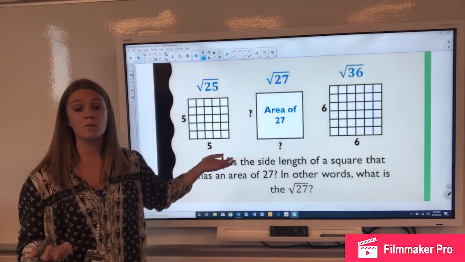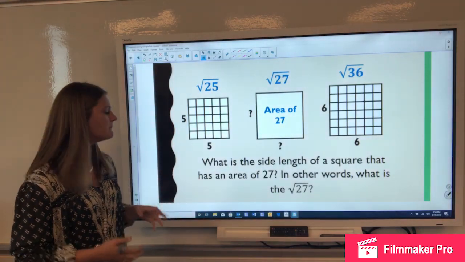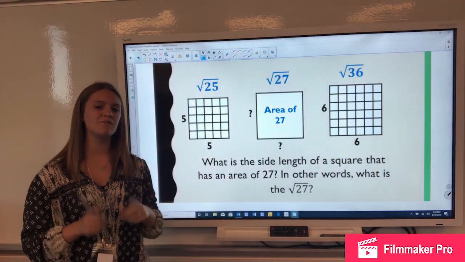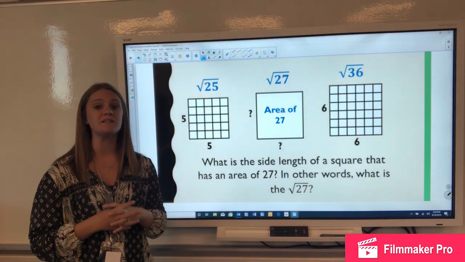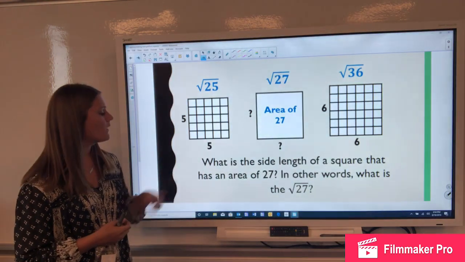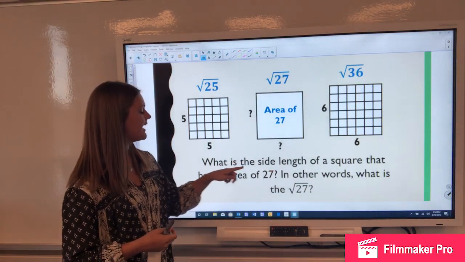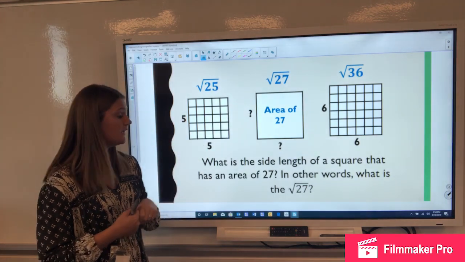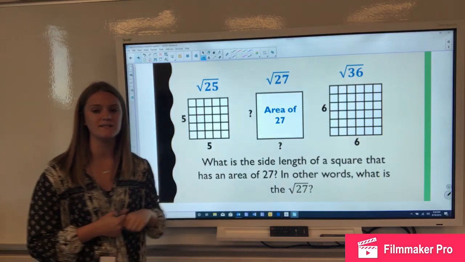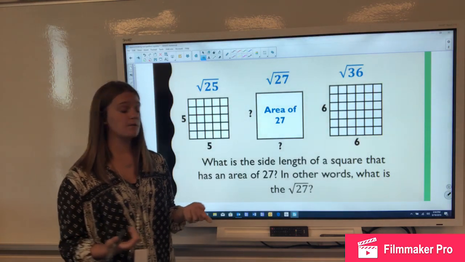The non-perfect squares in between those values must have a value between 5 and 6, but determining that exact value might be a little bit difficult. So, if we can answer this question, what is the side length of a square that has an area of 27? In other words, what times itself gives us 27? Let's take a look.